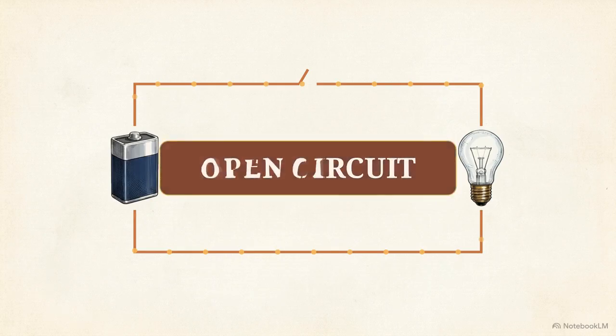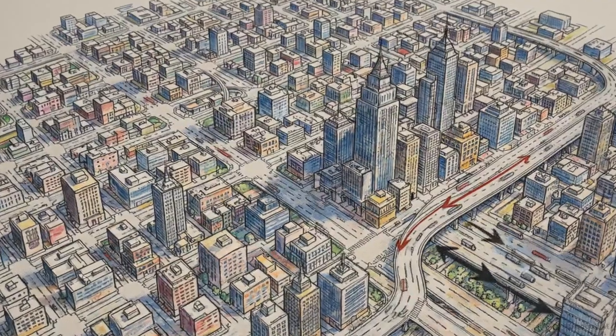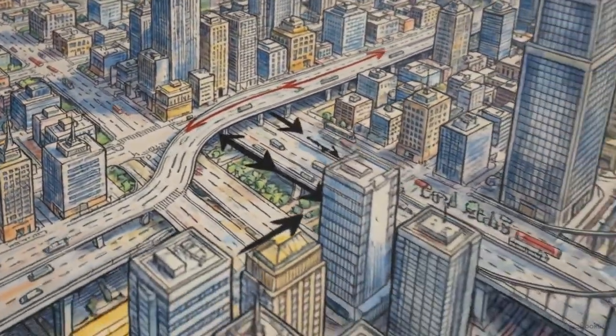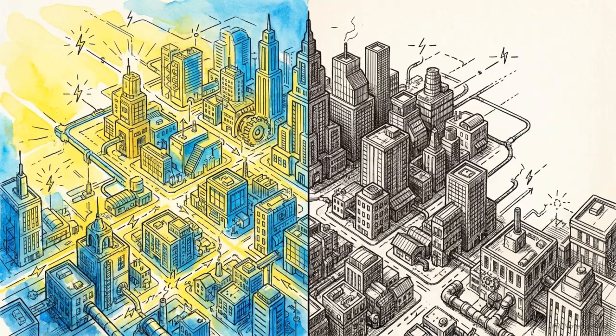If that path is severed at any point, the flow of current physically halts. This is an open circuit, and it means the entire system goes dead. Whether you are wiring a single LED on a breadboard or managing the power grid for an entire city, this simple continuous loop dictates whether a system lives or dies.